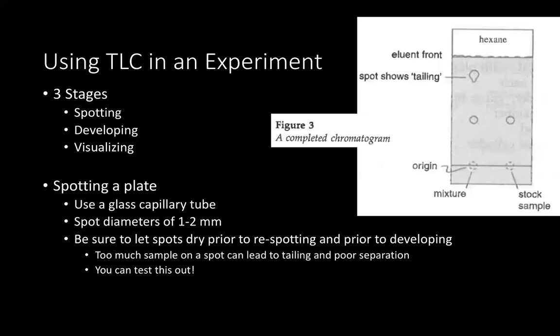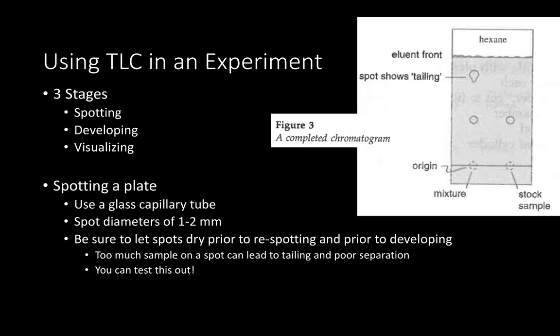So using TLC in an experiment, there are three different stages of thin layer chromatography, the way that it could be asked, say, for a technique check, or really considered. You have the spotting stage, you have the developing phase, and then you have the visualizing phase or stage. For spotting the plate, that's what you're responsible for in the lab. You're using these glass capillary tubes, not the ones we've used for melting points, the double open-ended ones.